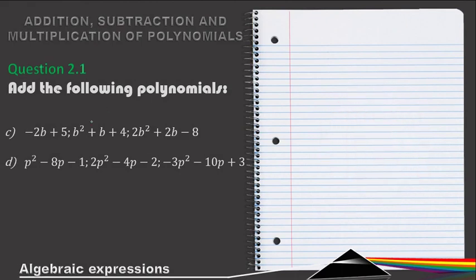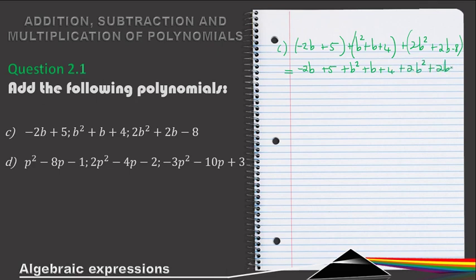Okay, so once again, question 2.1, we have C. So here I'm going to say the one method where I use minus 2b plus 5 plus b squared plus b plus 4, and then plus 2b squared plus 2b minus 8. Okay, let's just rewrite that. Minus 2b plus 5 plus b squared plus b plus 4 plus 2b squared plus 2b minus 8.